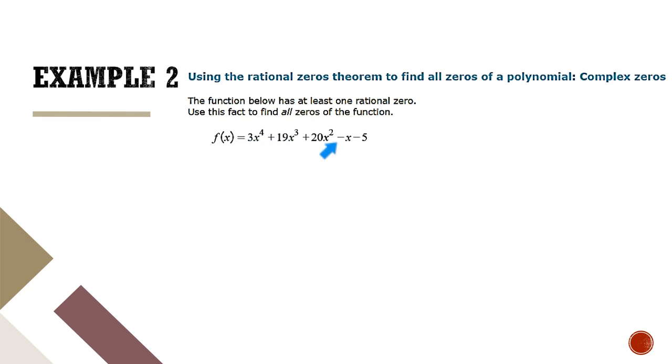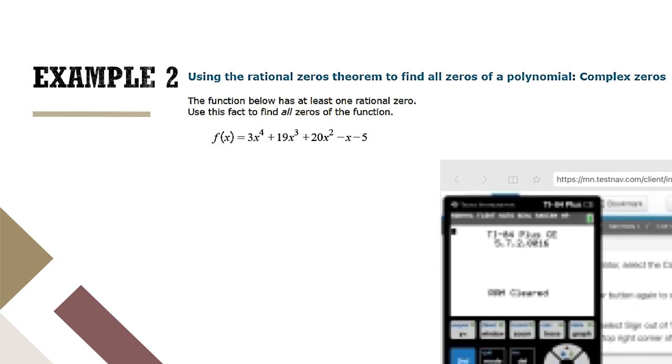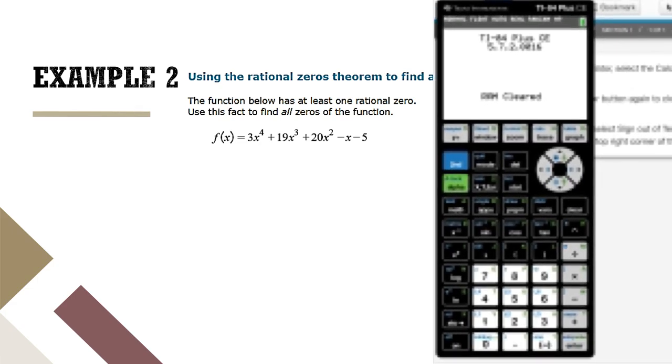So what I'm going to do is say, remember the factors of 5 over the factors of 3. Those are the potential zeros. So we could have 5 or negative 5 or 1 or negative 1 and so forth, and then thirds as well. I'm going to use my graphing calculator to help find this. So how do you do this?